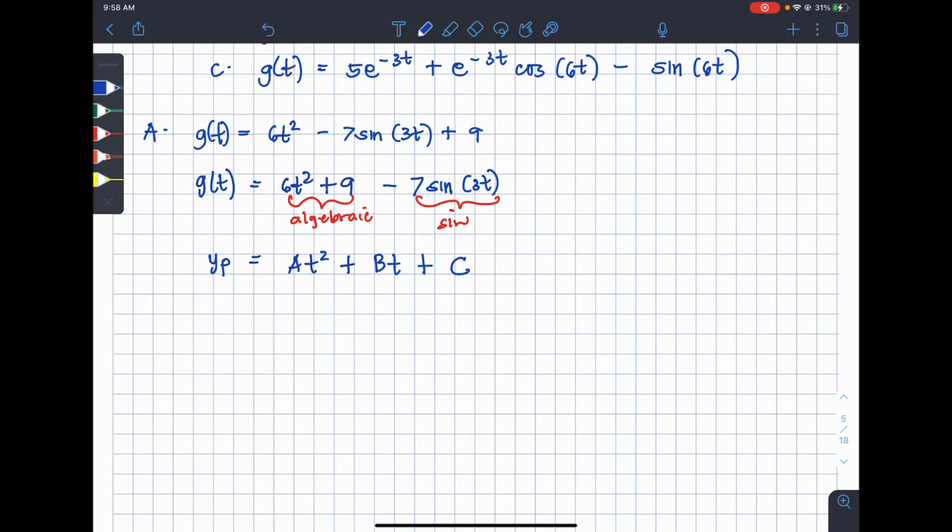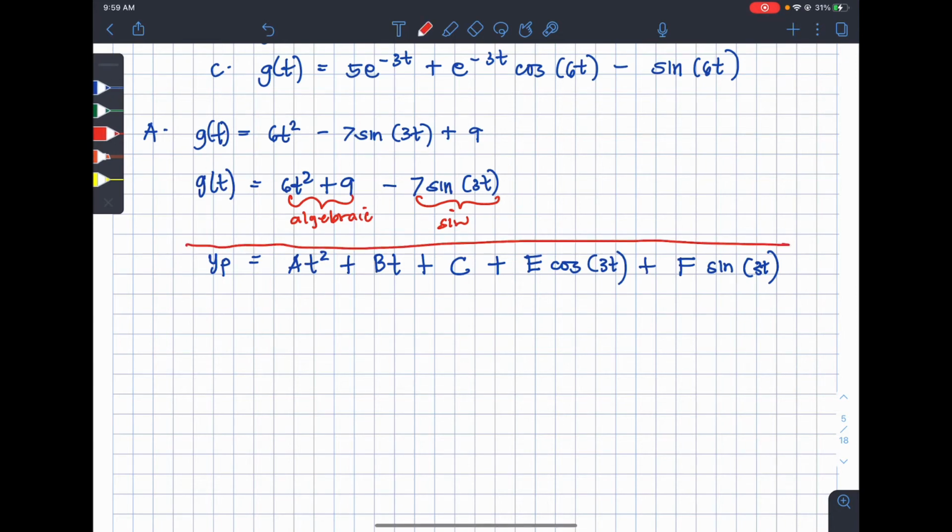Tapos, yung sa sine naman, lagi na una yung cosine, no? Tapos di tayo gumagamit ng d, so plus e, okay? Then, cosine 3t, copy mo lang. Plus, of course, yung ka-pair niya na sine 3t. And then, ang undetermined coefficient niya is f. So, this would be our trial particular solution. So, yan yung trial pa lang. So, para makuha yung solution talaga, we need to find what is A, what is B, what is C, what is E, what is F.